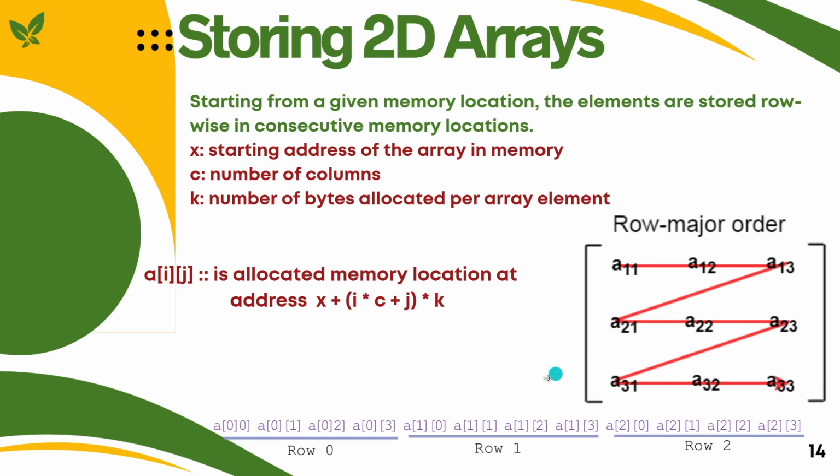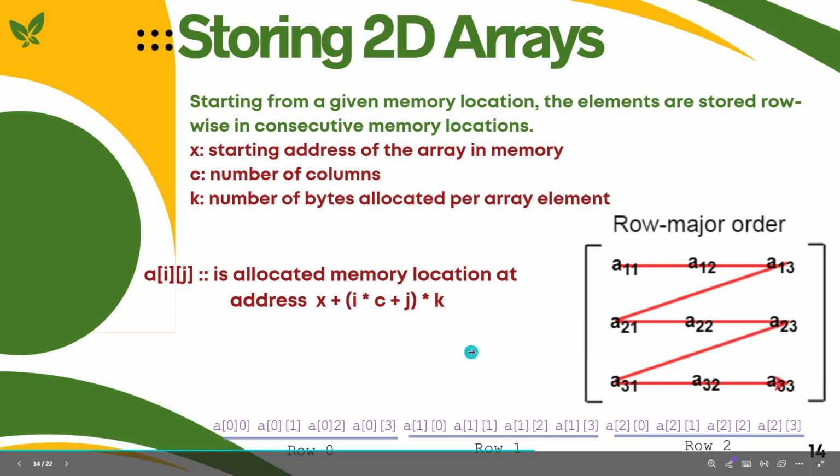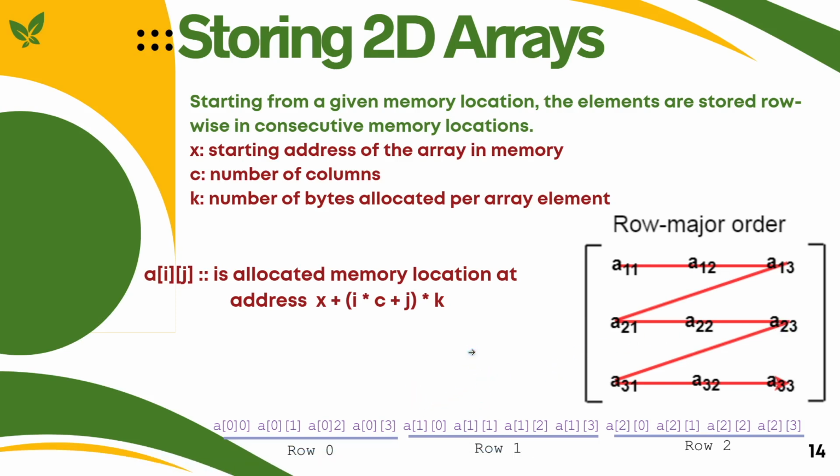At the bottom you could see how the elements actually are placed in memory. As I said before, all the elements in row 1 would be placed, followed by row 2, followed by row n, etc.